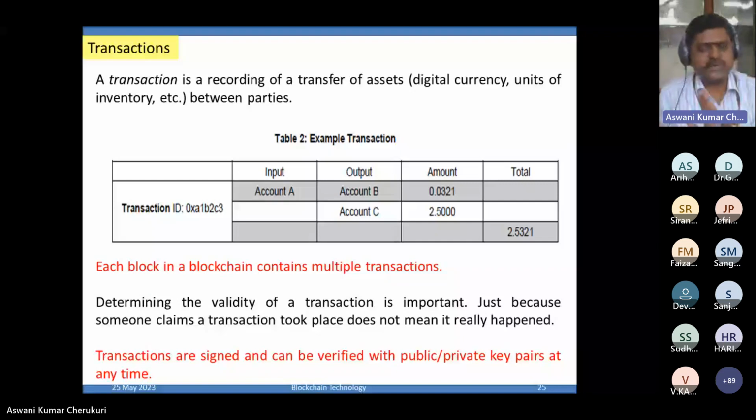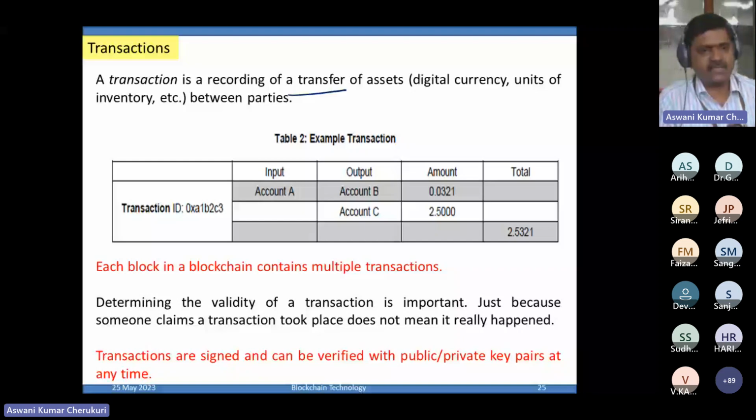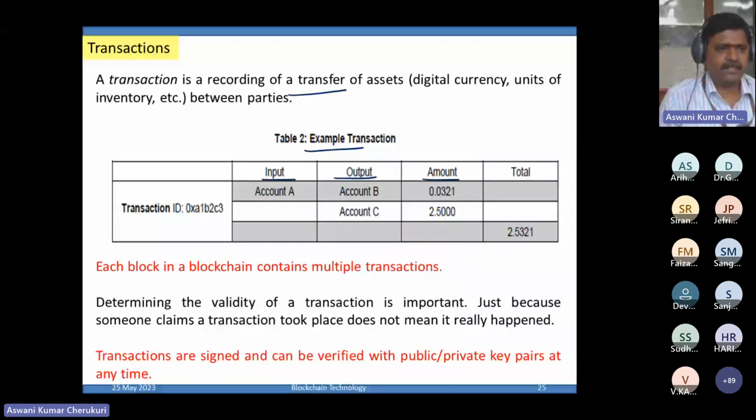Now let us come back to blockchains. That concept you please remember. Now we keep on saying transaction. What is a transaction? A transaction is like the recording of a transfer of assets. You can imagine that I'm sending some money to some X. So it's a transaction, right? You can think about an example transaction given here: input from some account to some other account, and the amount that has to be transferred.